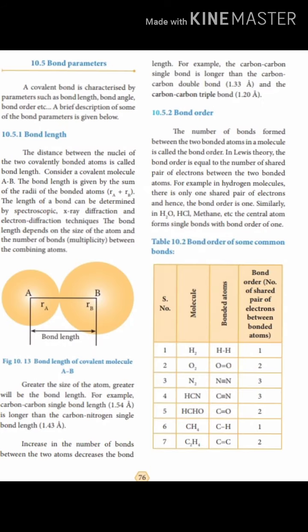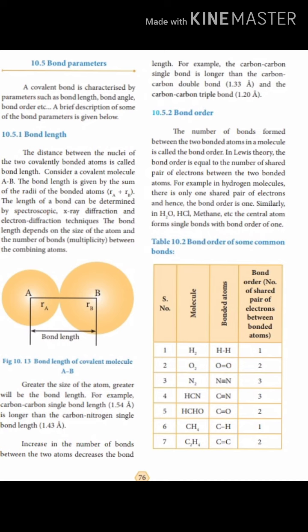A covalent bond is characterized by parameters such as bond length, bond angle, bond order, etc. A brief description of some of the bond parameters is given below. This is a discussion about bond parameters. The first one is bond length. What is bond length? The distance between the nuclei of two covalently bonded atoms is called bond length.